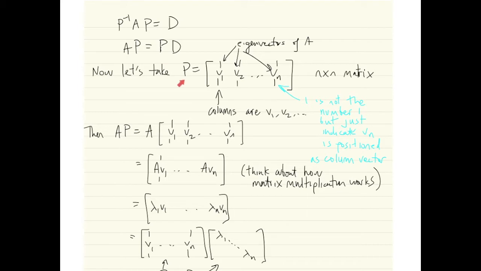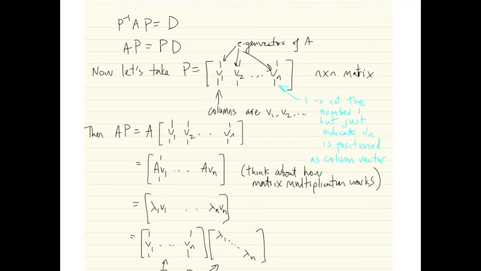Okay, now let's let P, as before, be the matrix whose columns are the eigenvectors V1, V2, up to Vn. Now this notation with these tick marks here just means express V1 as a column vector. These are not 1, so that's what this comment here is. These vertical dashes are not the number 1. Okay, so P is an n by n matrix because we've got n eigenvectors.